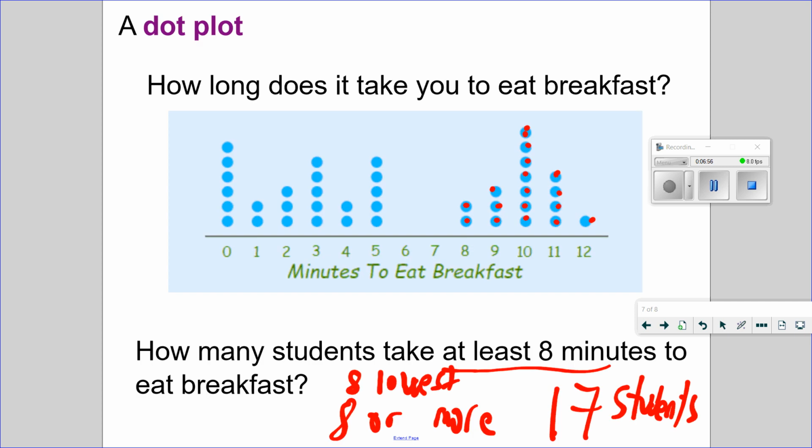And hopefully you understand more about stem and leaf plot and dot plot.